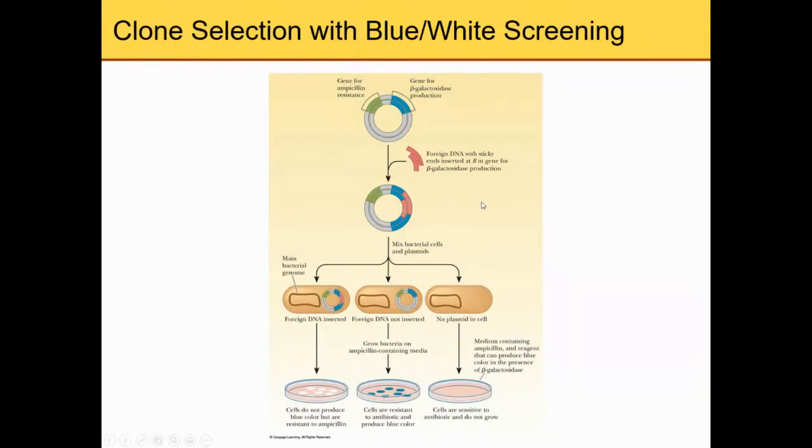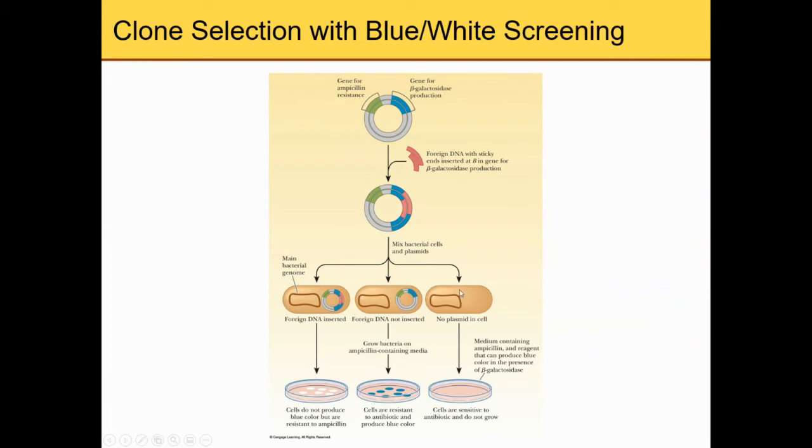Then after transformation, there will be 3 different possibilities. Like here, no plasmid in the cell, or number 2, the plasmid is inside the cell, but it's this format. Number 3 will be the plasmid inside the cell, but it is this format. So you can have 3 different possibilities.